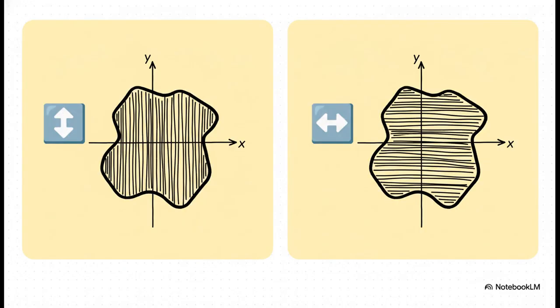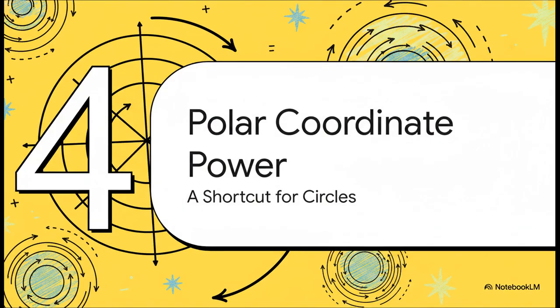But we can also slice it the other way. We can use horizontal slices instead, and we call that a type 2 region. Now, choosing between slicing vertically or horizontally isn't just a style choice, it's a massive strategic decision. Sometimes one way will give you a really simple integral, while the other way leads you down a path of mathematical pain. All right, get ready for a technique that honestly feels like a cheat code in calculus.